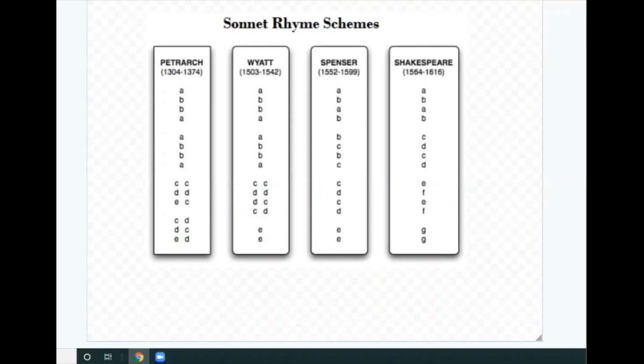A sonnet is always going to be a 14-line poem that has a particular rhyme scheme, the most common of which is the Shakespearean rhyme scheme. Petrarchan or Italian is also common. See that on the left here. Let's take a look at a sample or two.